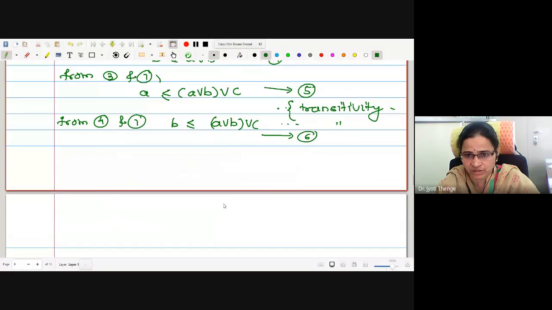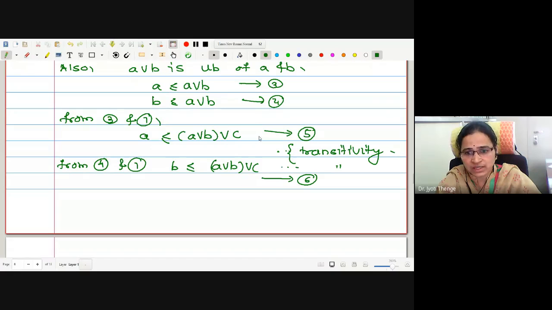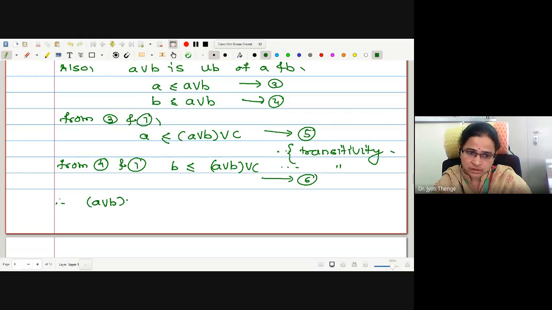Students, if you are having a confusion, you can just stop and ask me. Okay. Now look at this 5 and 6. From 5 and 6, may I say A join B join with the C is an upper bound of A and B. A join B join C is an upper bound of A and B. Reason: from 5 and 6.